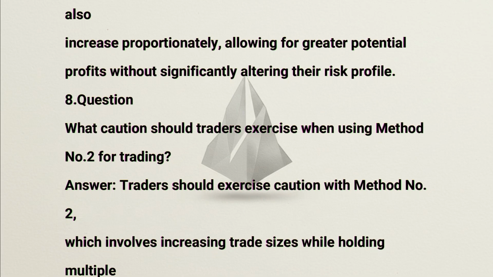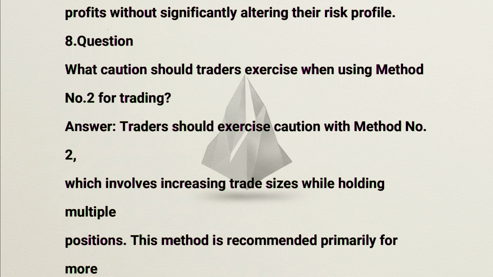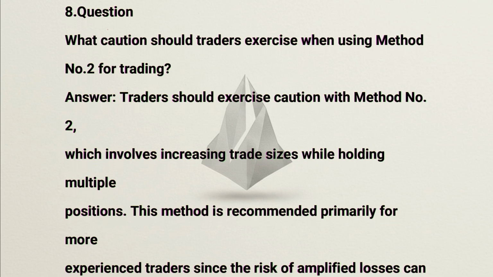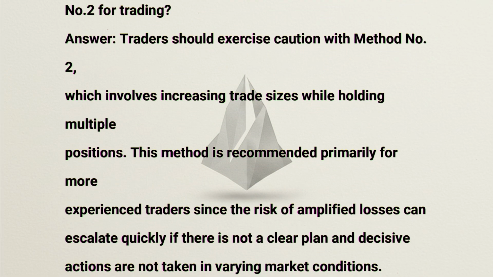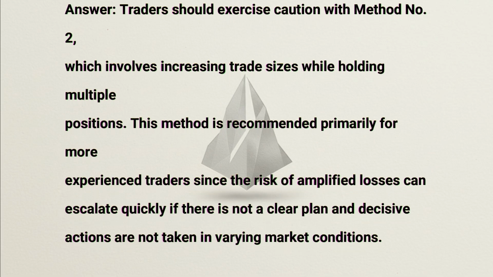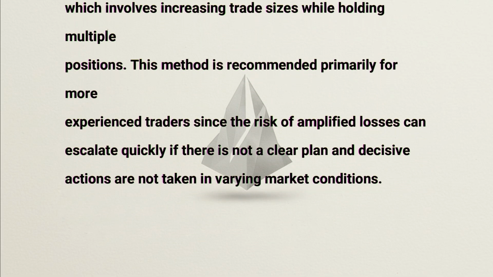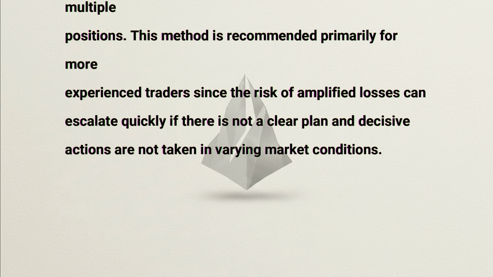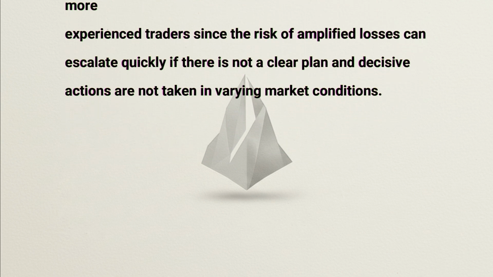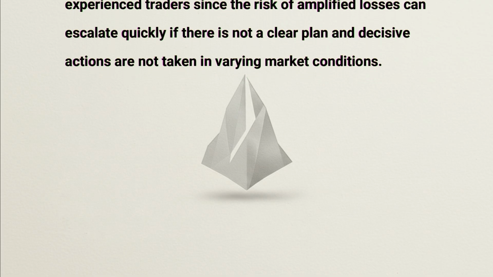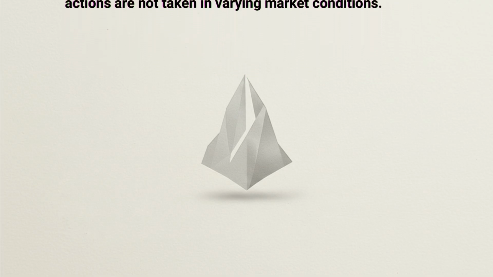8. Question: what caution should traders exercise when using method number 2 for trading? Answer: traders should exercise caution with method number 2, which involves increasing trade sizes while holding multiple positions. This method is recommended primarily for more experienced traders since the risk of amplified losses can escalate quickly if there is not a clear plan and decisive actions are not taken in varying market conditions.